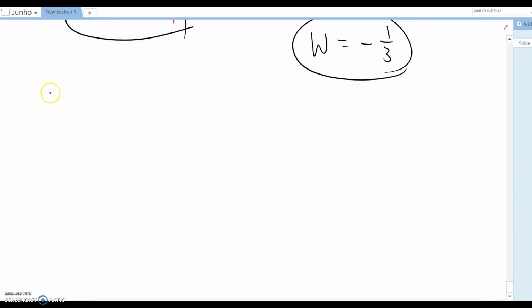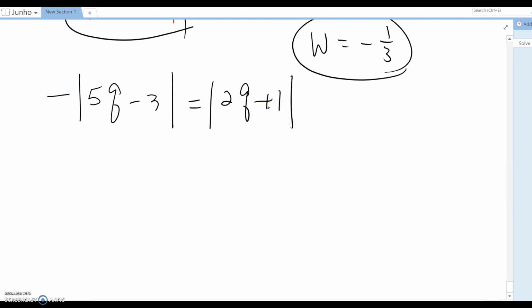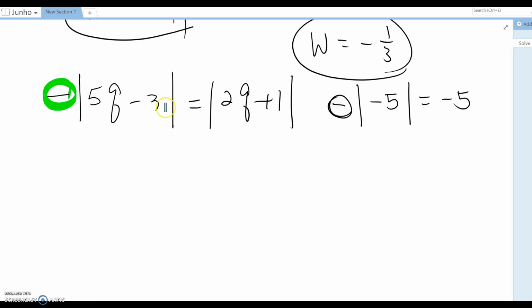So what about this question? Negative |5q - 3| = 2q + 1. As we did before, we can only consider one side as the absolute box. But here, look carefully. The last time we talked about that, negative |-5| equals -5 because of this negative sign, right? And then you know that this absolute value must be positive.